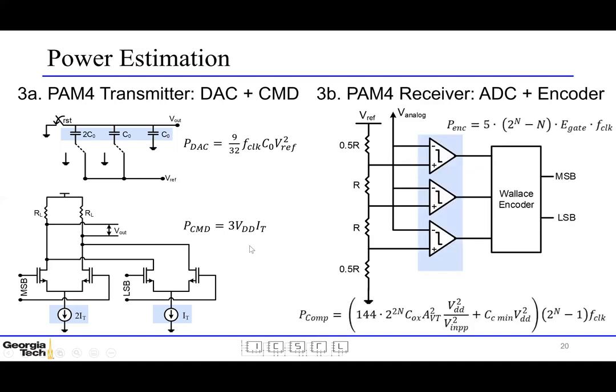The receiver is an analog to digital converter. For the ADC, we use a 2-bit flash ADC consisting of 3 comparators. The power of a matching limited comparator, given the oxide capacitance Cox, threshold voltage mismatch coefficient A_VT, and peak-to-peak input voltage V_in peak-to-peak, with minimum required capacitance C_C min, is given by this expression. The encoder here is a thermometer or ones counter comprising of full adders, and its power in terms of a typical gate energy E_gate is given by this expression.